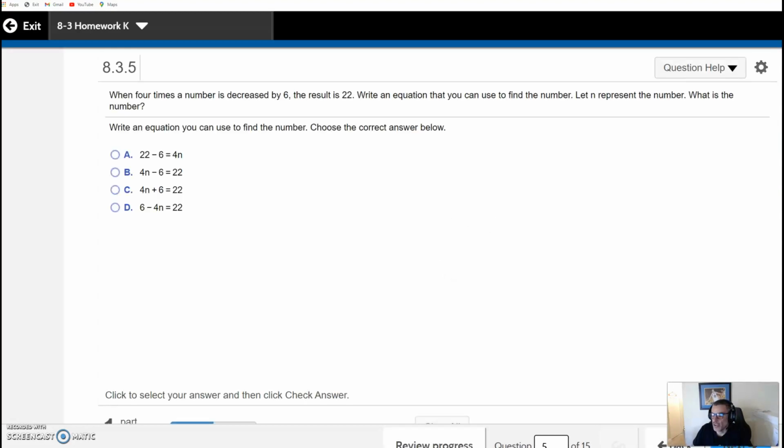Some of them you have to write the equation. So some of them, like question 5 here, you have to use the skills that we practiced last week, right? 4 times a number, in this case they're using n, that's going to be 4n. Is decreased by 6, right? What does decrease mean? It means we're going to subtract. So this is review from last week, except this week you actually have to solve it.